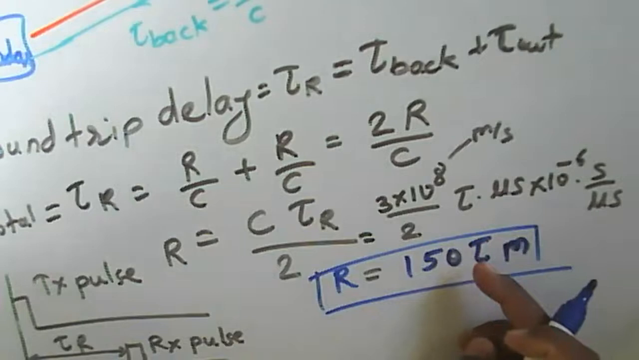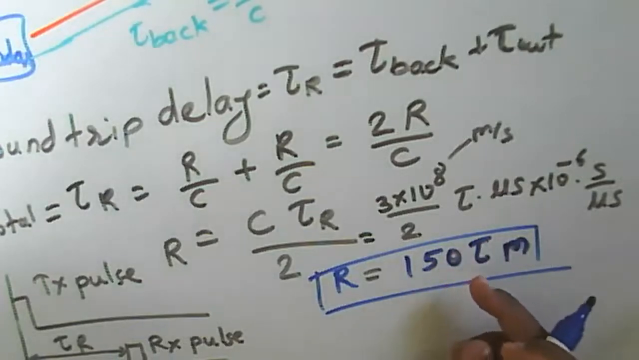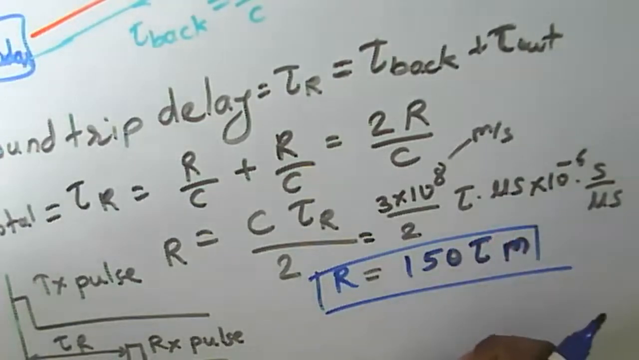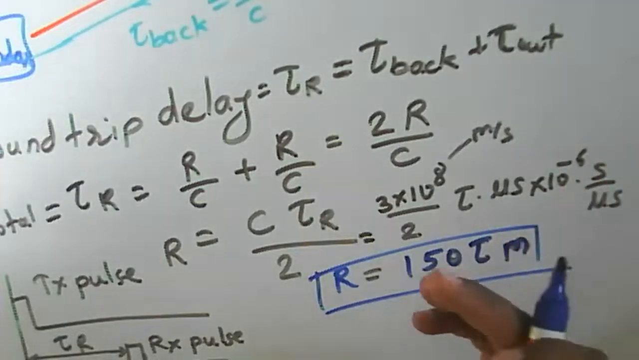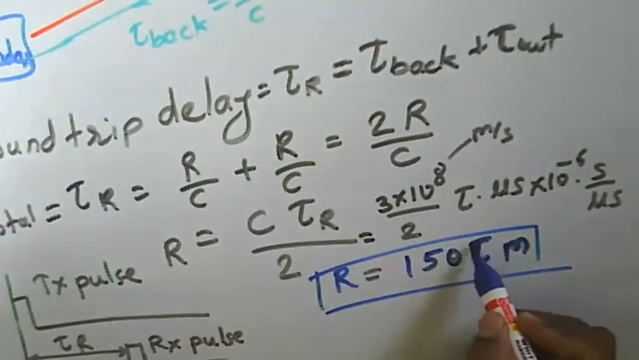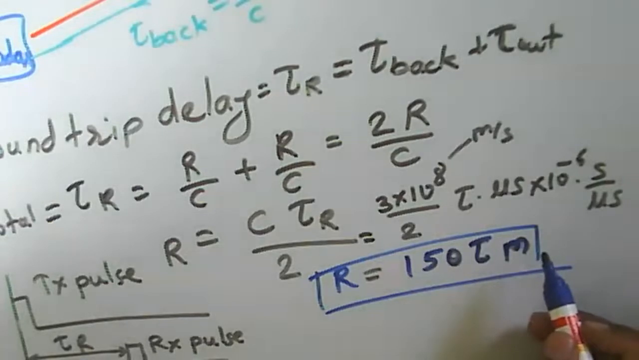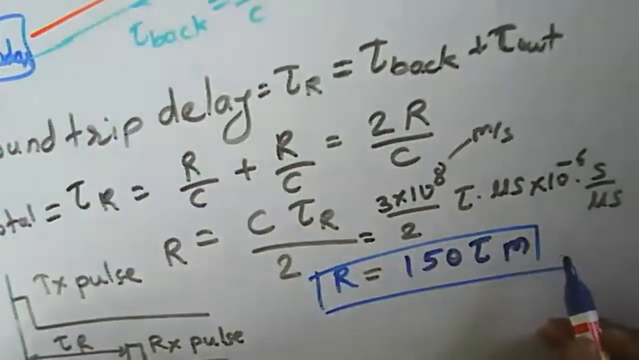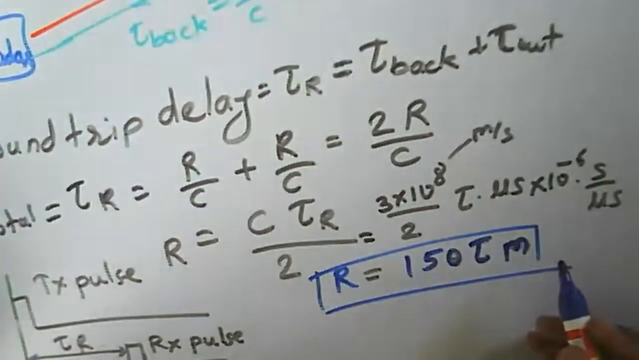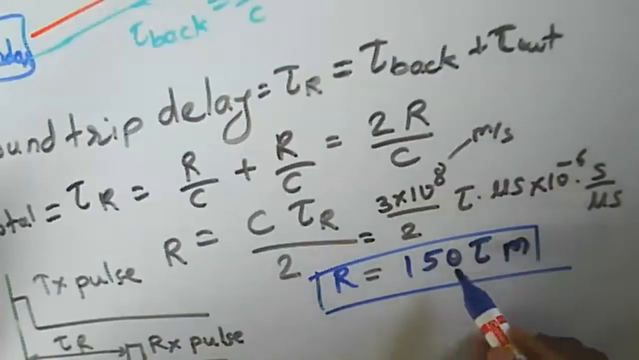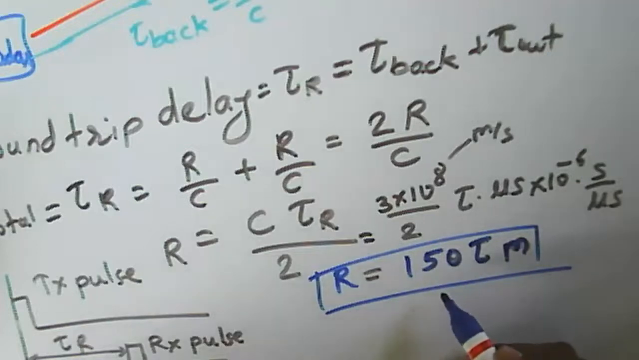Suppose I am saying that the pulse delay is 100 microseconds. So that is 150 into 100, and we will get the total range directly. So directly we calculate the range by multiplying by the range delay here.